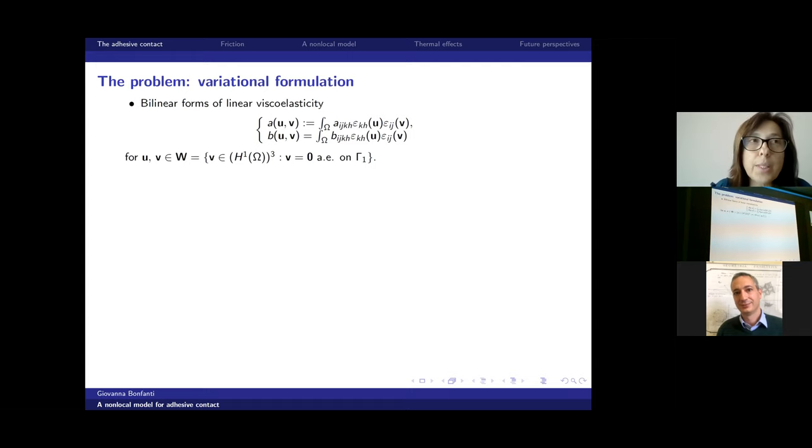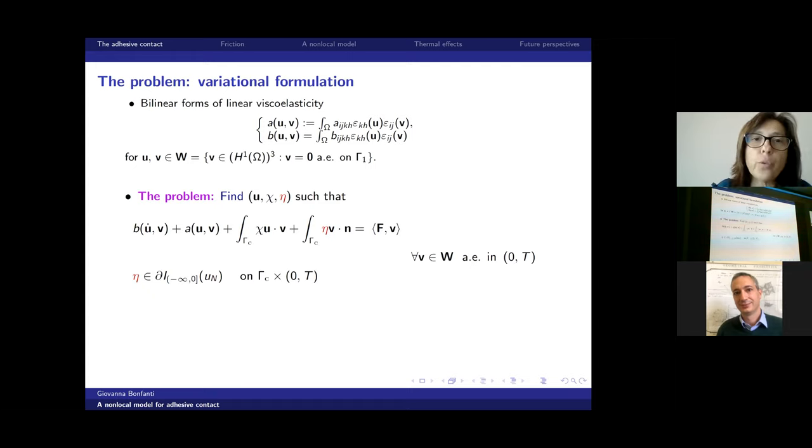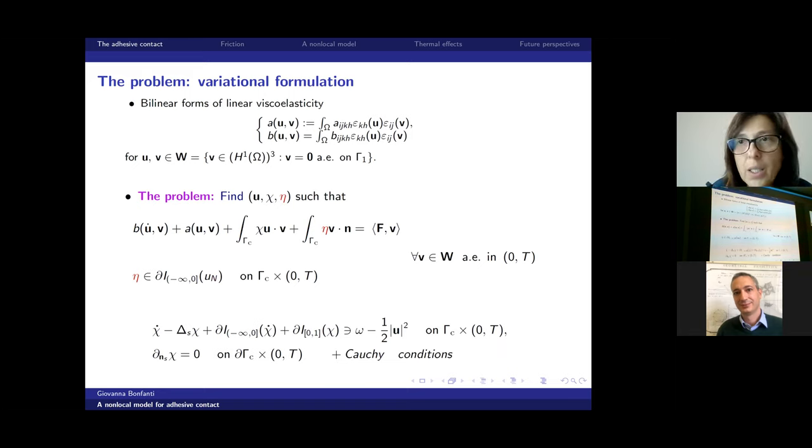In order to analyze this system, we aim to introduce some variational formulation, and I summarize here the equations. The equation for the adhesion variable will be satisfied pointwise, and the equation for u will be satisfied in a variational form. Here it appears an auxiliary variable useful in order to handle this subdifferential operation.